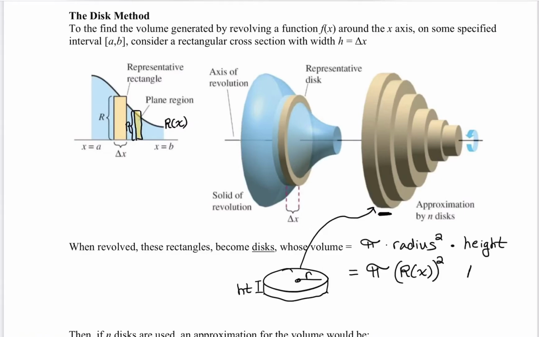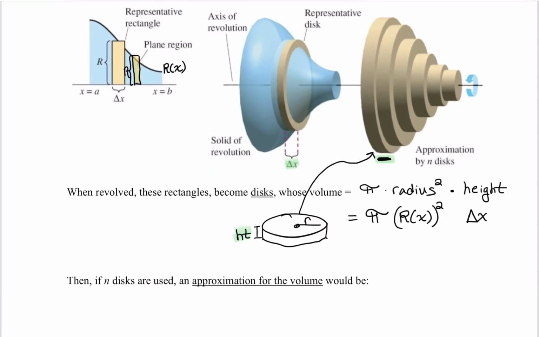So it may seem a little strange to say the height is delta x, because mentally you may be thinking to yourself, well, wait a second, isn't delta x a width? And yeah, it kind of is, but that width is really going to represent the height of our disk here. So that would be the volume of one disk.